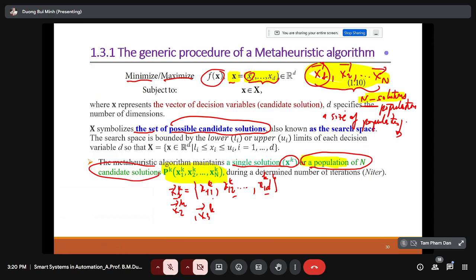After that, we set up a lower boundary and an upper boundary. We also determine the maximum number of iterations. We don't know in advance what the maximum number of iterations should be, so we randomly choose it and then run the method. If you get the best solution, that's okay. If you cannot get the best solution, you increase or decrease the number of iterations.